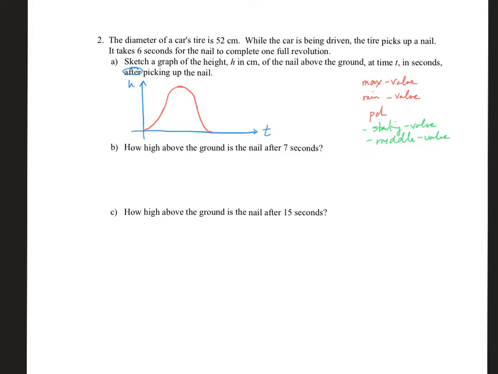So, what I want everybody to do is pause the video now, and I want you to try to label those 3 properties on your graph. Go to it. Okay, we're back. So the first thing we should notice is the tire's diameter of the car is 52. So we start then at a minimum of 0 because the nail's on the ground. That's how it gets picked up. And then we get to a maximum of 52.